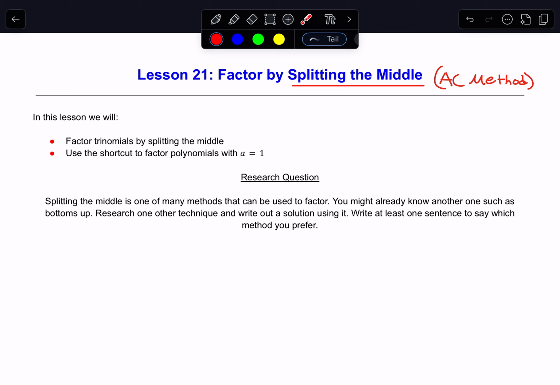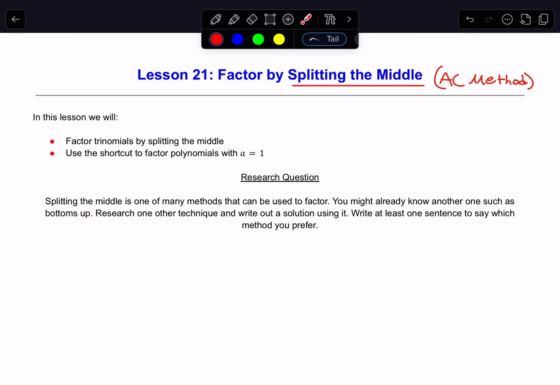And it uses what we learned in the last lesson, lesson 20, which is factor by grouping. So it builds on things I've already shown you. But because some of you have seen other methods, what I want you to do is take one of the examples we do in this lesson and use one of the other methods to solve it. So I want you to actually research another method. One such method might be bottoms up, is one students have frequently seen.